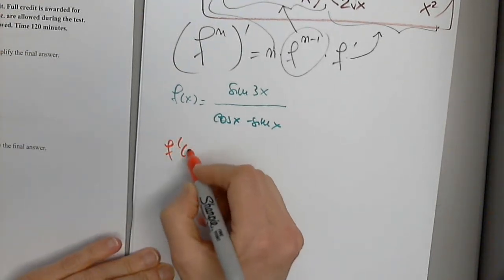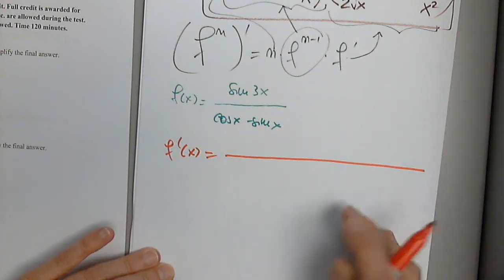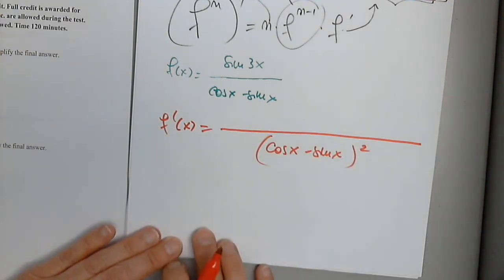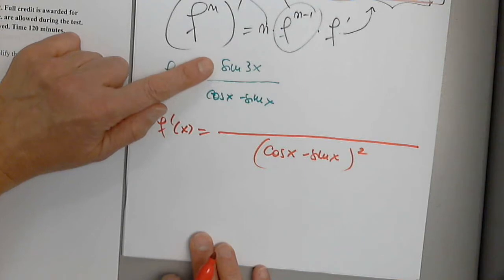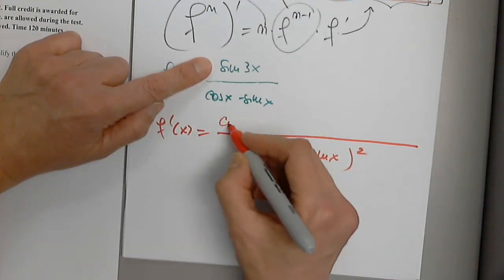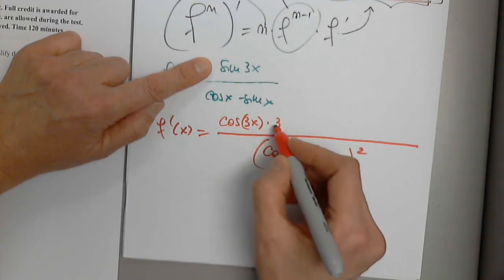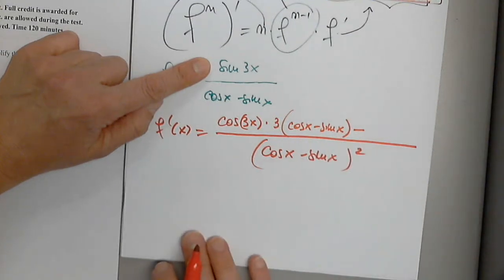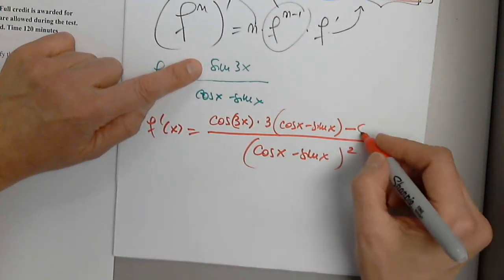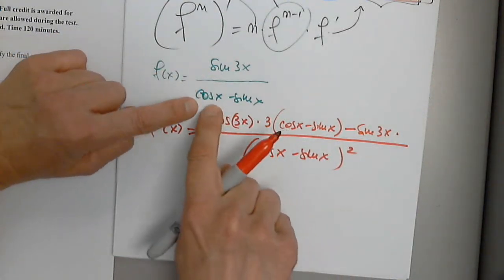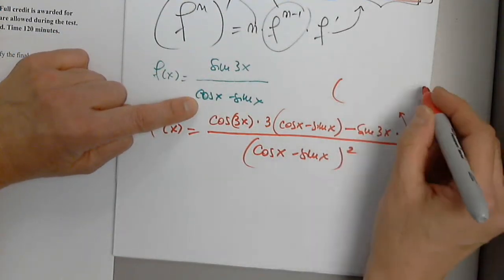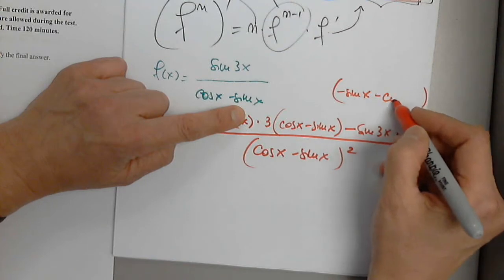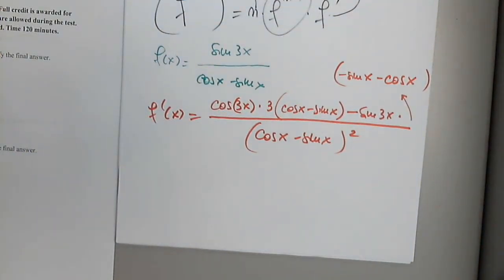Okay, so then f prime. We have to use the quotient rule. The denominator will be cosine x minus sine x, everything squared. We differentiate sine 3x. What do we get? Cosine 3x times 3, multiplied by cosine x minus sine x, minus sine 3x times the derivative of the denominator. Of course, you know me, I ran out of room already. So this is negative sine x minus cosine x.